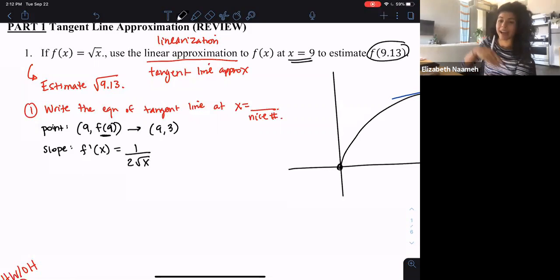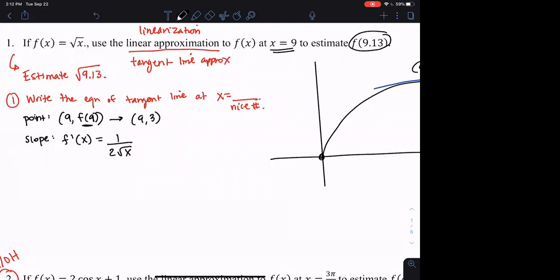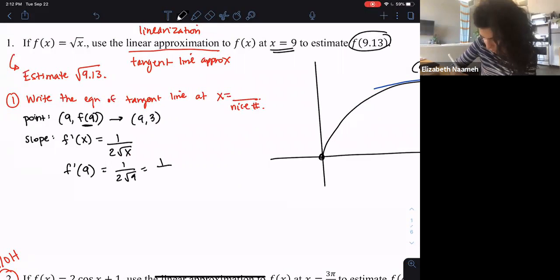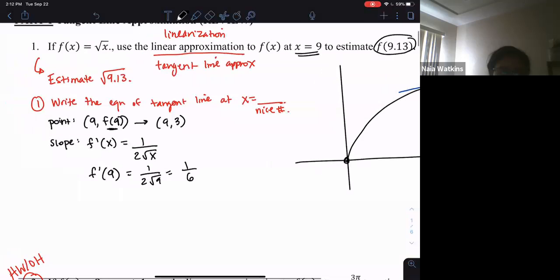But we don't want the slope at any point. We want the slope at x equals, careful, at x equals 3 or 9? 9. Okay, don't mistake. At x equals 9. So plugging it in, I get 1 over 2 times 3, which is 1 over 6. That's my slope.